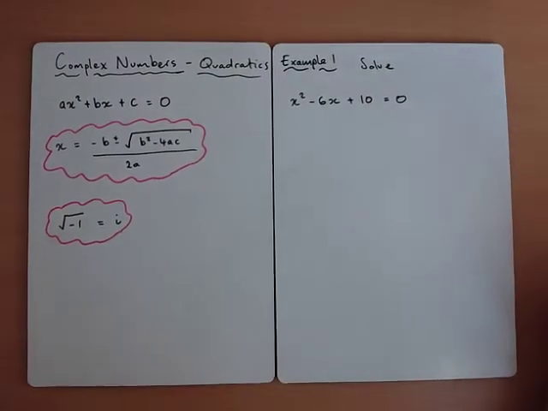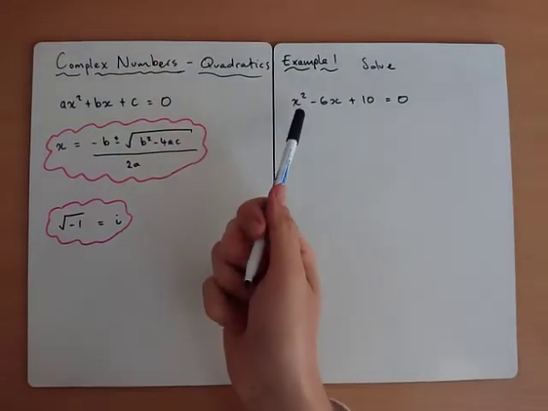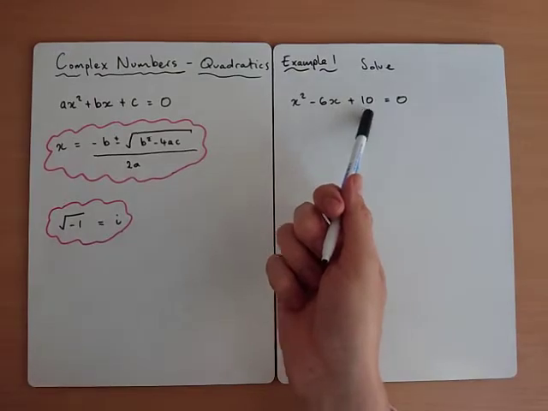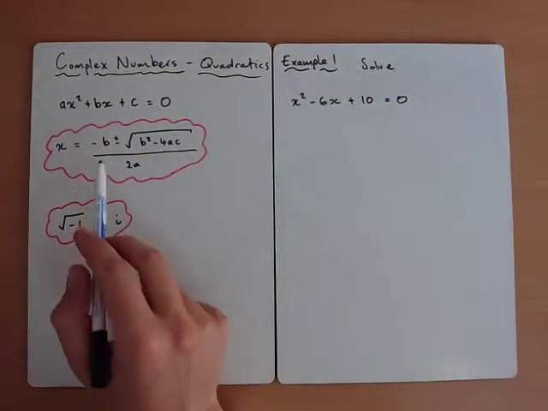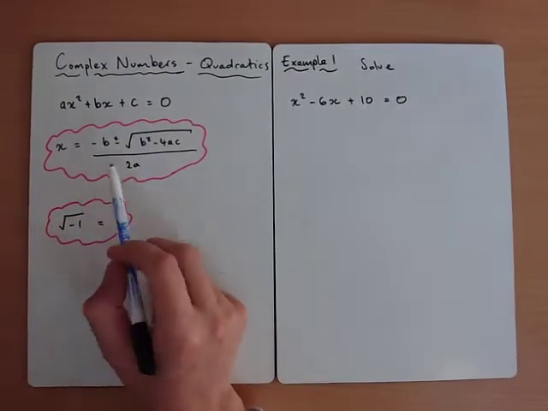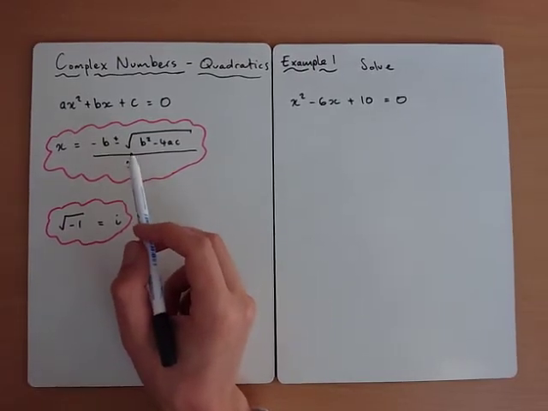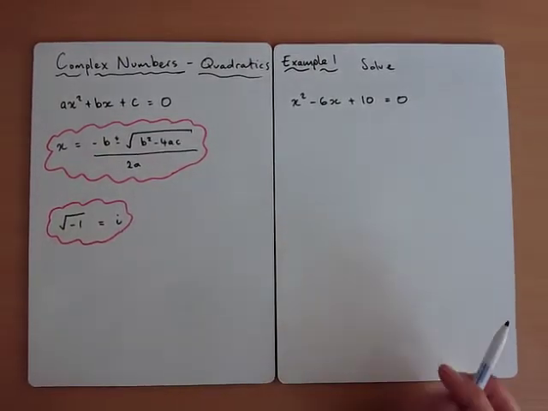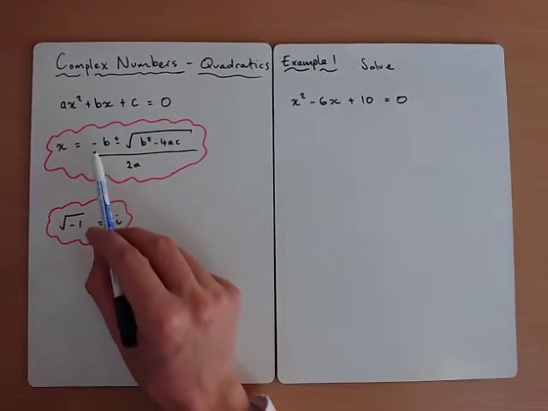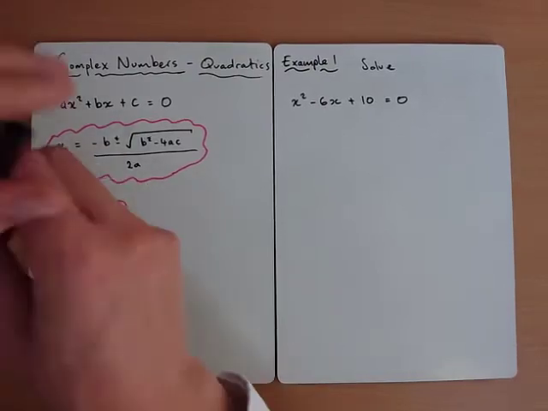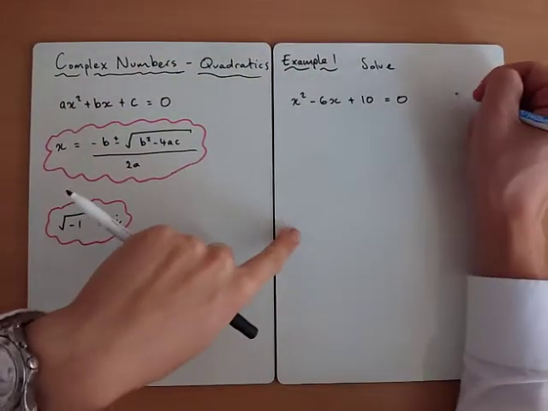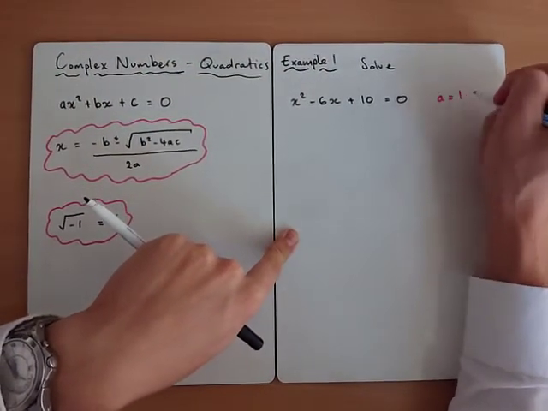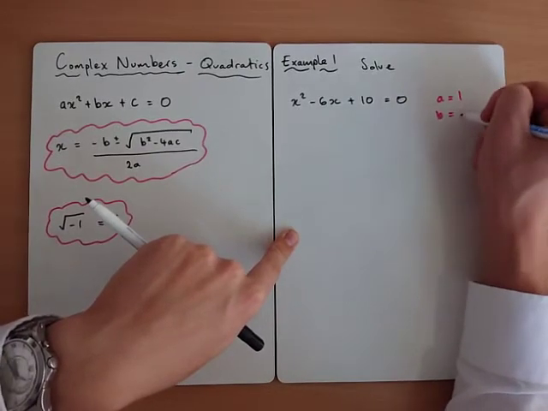Okay, so example 1 in the booklet says solve x squared minus 6x plus 10 is equal to 0. I'm going to show you two ways to solve this, okay? It's nice to have two different techniques because then you can choose which one you prefer, and also it's good to have a recap on both topics because it's been a while since you've done quadratics. We could use the quadratic formula, okay? You may want to just make a quick note. a is equal to 1, b is equal to -6.